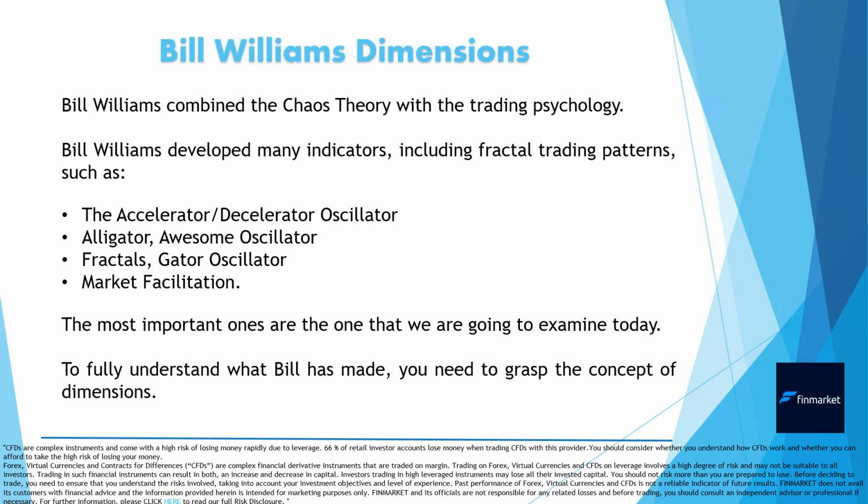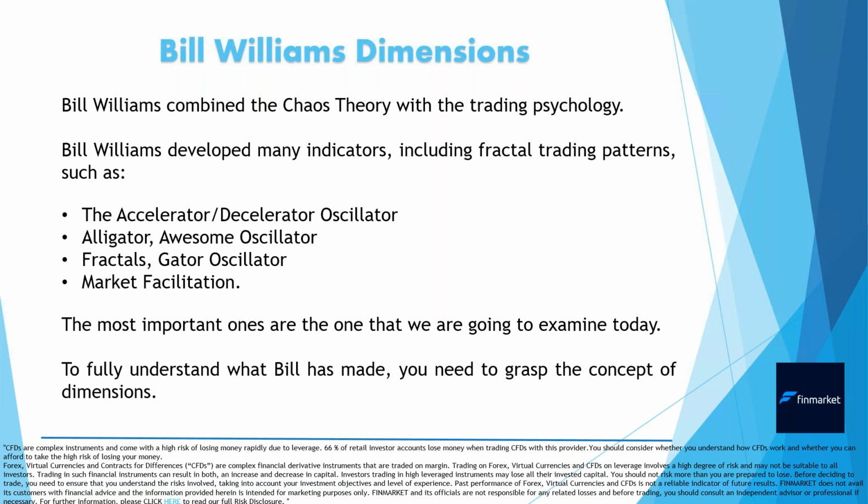So the next one is how to know which of the indicators to use, and one of them is to understand how Bill Williams' dimensions work. Basically, Bill Williams combined chaos theory with trading psychology. In order for him to do that, he needed to develop some indicators, which include some trading patterns and fractals. Now, chaos theory states that there is chaos in the market, but also that with the correct mindset and a set of rules, you can harness this chaos and have an ability to make sense of it.